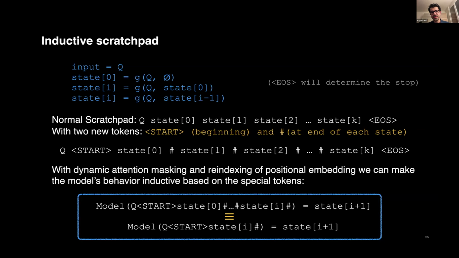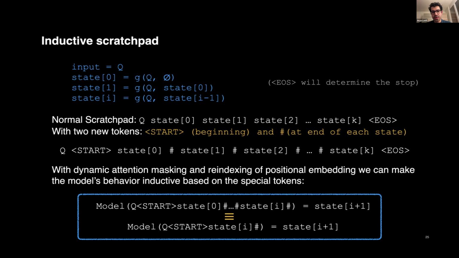So the previous scratchpad format that we were using was just question, state 0, state 1, state 2, and so on until state k, which is also giving the answer. We just make 2 modifications. We introduce 2 new tokens. First, we have the start token, which we put just after the question. And then we have the state token, which we put after each state.